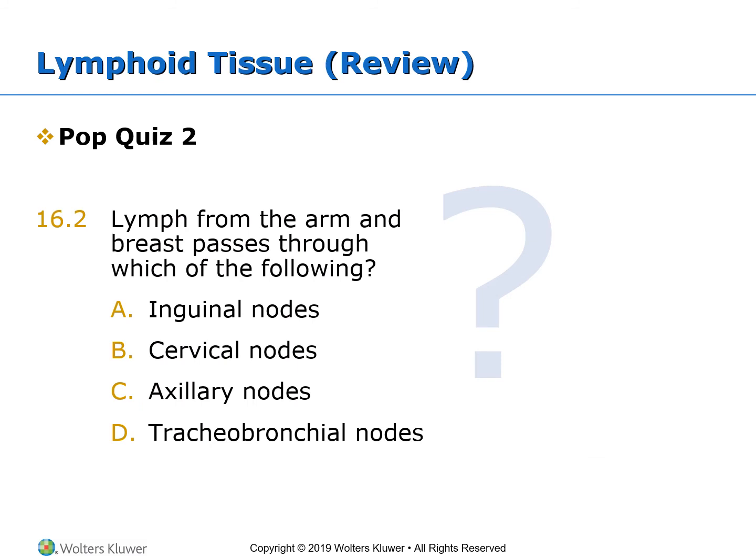Question number 2. Lymph from the arm and breast passes through which of the following? A. Inguinal nodes, cervical nodes, axillary nodes, or tracheobronchial nodes.